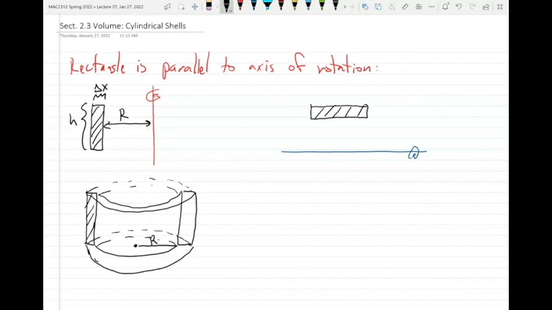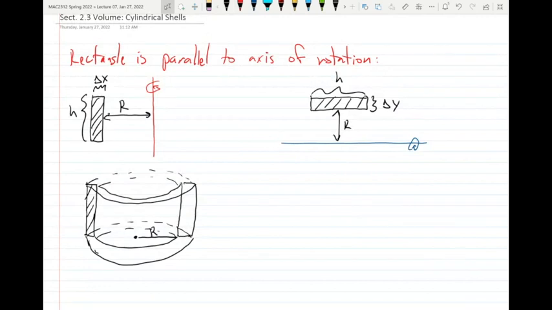Now, and then you can imagine what's the other picture, right? So the other picture is similar, but the other way around. Again, this is R. So R is the distance between the rectangle and the axis of rotation. Now here, H is actually the length instead of the height of the rectangle. And what is the width? Delta Y.